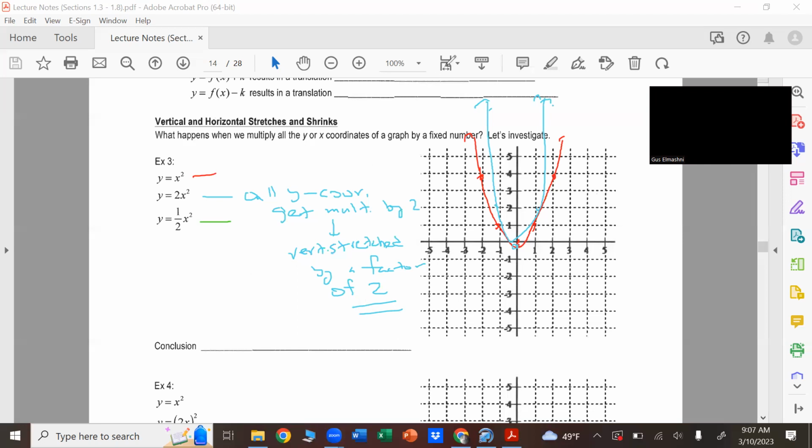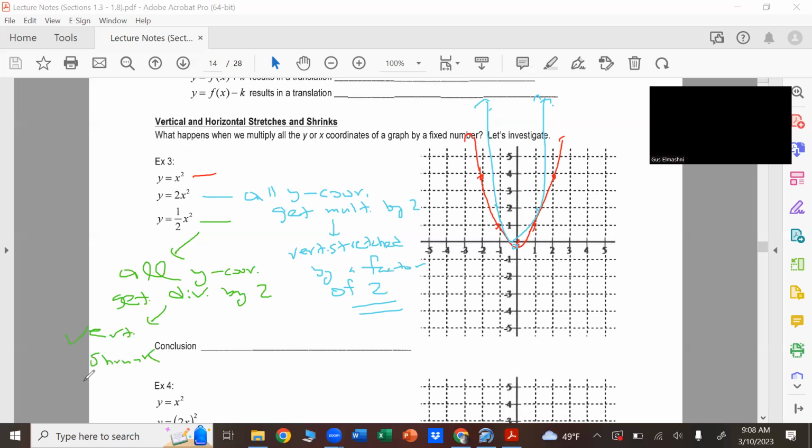What do you think is going to happen to the green now? Yes, good. Look, just walked right in. You already knew what's going on. All y coordinates get divided by 2. So in this case, we say it's vertically shrunk.